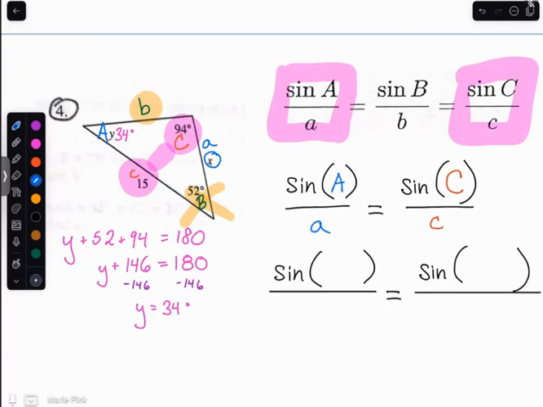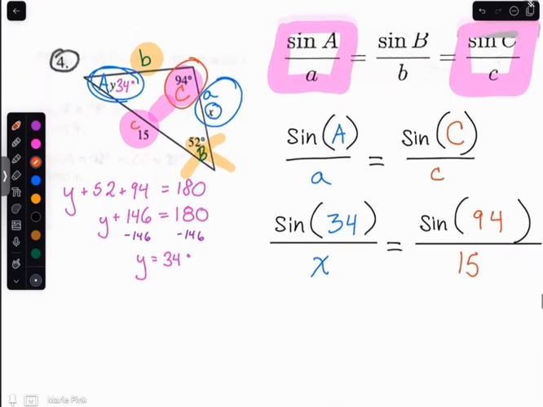And now I'm going to put in those numbers. So I know angle A is 34 because I just figured that out. And side A is what I'm trying to find. That is X. And then for the C's, angle C is what I decided was 94. And side C is 15.